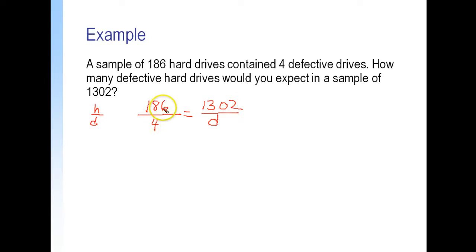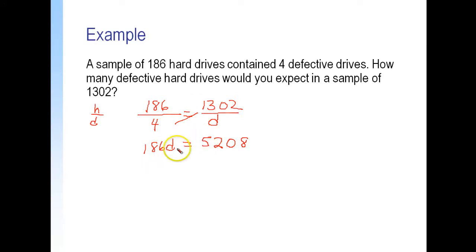And again, you set up a proportion. And the key to proportion is hard drives to defective. Hard drives to defective. Where students sometimes make an error, they'll reverse this side. And of course, it doesn't come out anymore. So it's going to be 186D equals, and 4 times 2 is 8. 4 times 0 is 0. 4 times 3 is 12. 4, and we have that.